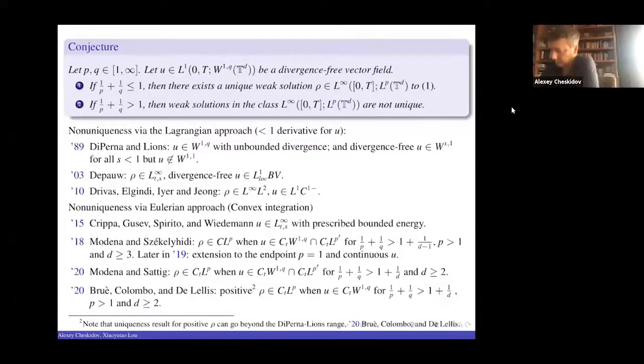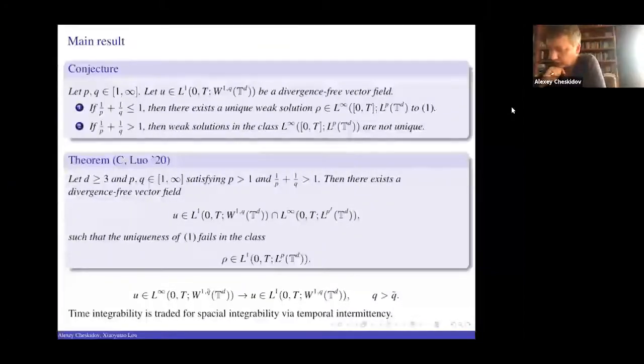So if you compare the positive result with the negative results, the positive result only requires u to be L^1 in time. And for the most recent negative results, u was actually in L^∞ in time. So a natural question is whether one can reduce the integrability in time and trade it for a better integrability in space. And that's what we did with Xuetao.